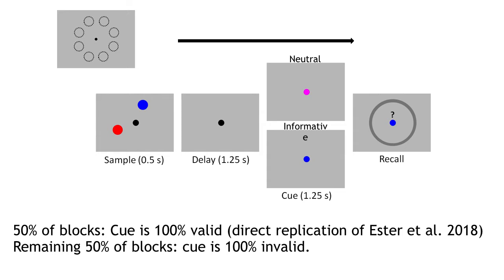So we recorded EEG while participants performed a spatial memory task. On each block, we presented two colored discs, one red and one blue. They would appear randomly in one of 8 possible locations for 500 milliseconds. Halfway through the delay period, the fixation point would change color to either purple in neutral trials or to blue or red in valid or invalid trials.